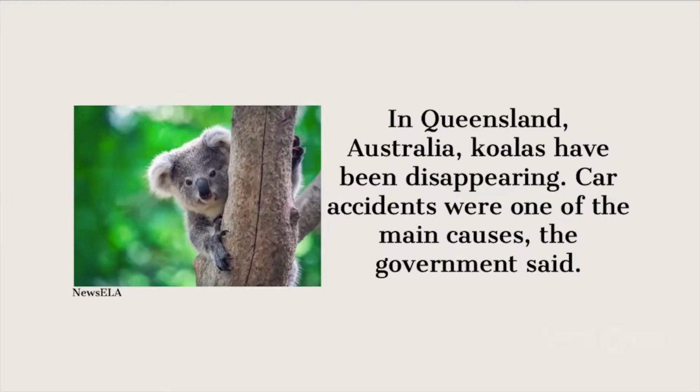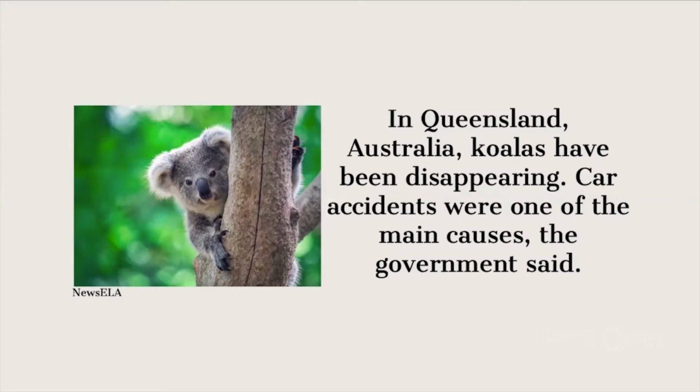Today, we are going to be looking at cause and effect in the real world. We're going to look at some examples of real life cause and effect. We'll read some paragraphs together and identify the cause and the effect. Our first one says, in Queensland, Australia, koalas have been disappearing. Car accidents were one of the main causes, the government said.